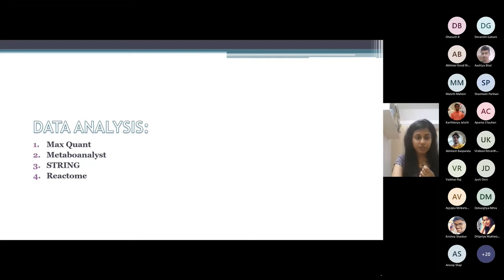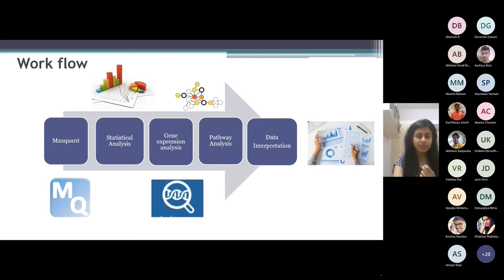Coming to the workflow which was used, I started with data obtained from MaxQuant that had the proteins detected by the mass spectrometer after LC-MS of disease and normal samples. This data was used as input for statistical analysis using MetaboAnalyst, gene expression analysis on Reactome, and pathway analysis using Reactome and STRING to get a better understanding. Finally, the data obtained upon analysis was interpreted using previously published literature to find certain targets for therapy.